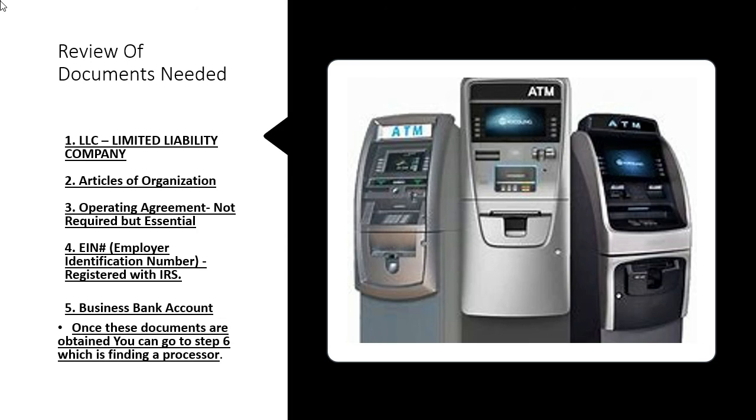So once these documents are obtained, you could go to step 6, which is finding a processor, right? So after you find the processor, it's going to be all smooth from there. All you're going to have to do from that point forward, after you find the processor and you purchase your first ATM, this is where all the fun starts happening. This is where you have to hit the field now.